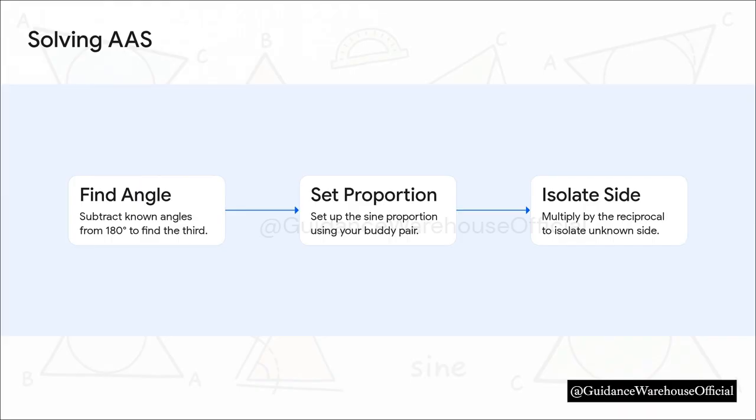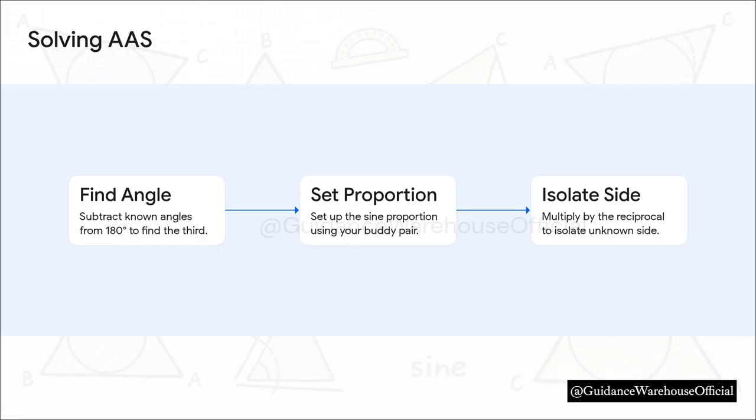Let's make this a bit easier to digest with a quick example. Imagine an AAS triangle where we know 2 of the angles are 50 degrees and 30 degrees, and the side directly opposite the 50-degree angle has a length of 10. Step 1, always find that third angle. We know triangles always add up to exactly 180 degrees. So 180 minus 50 minus 30 means our missing third angle has to be 100 degrees.